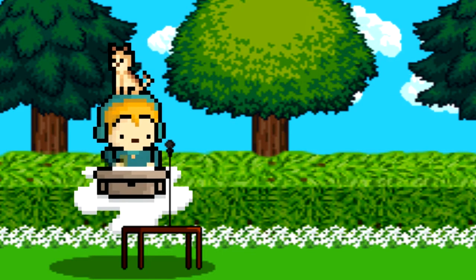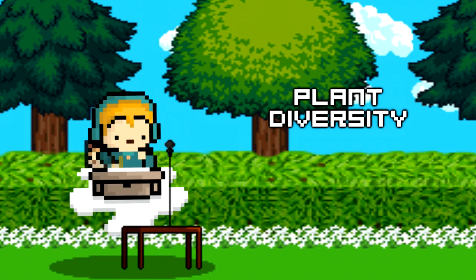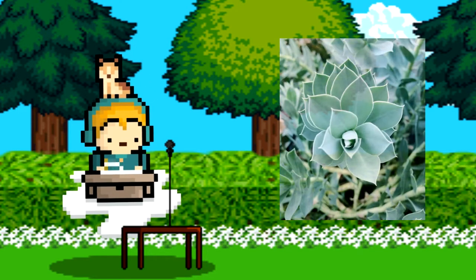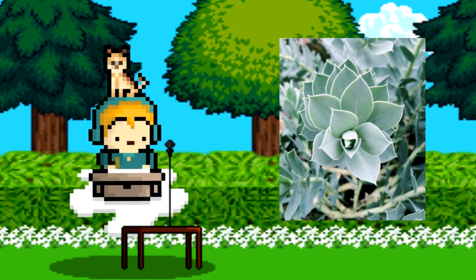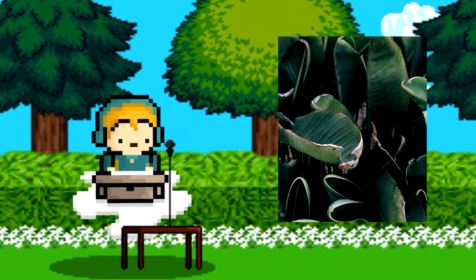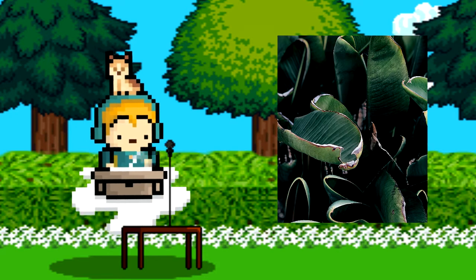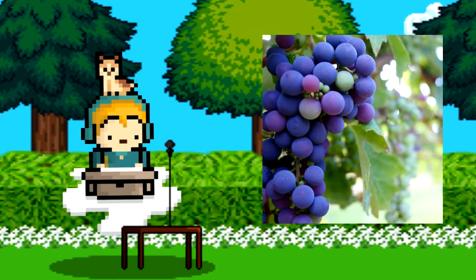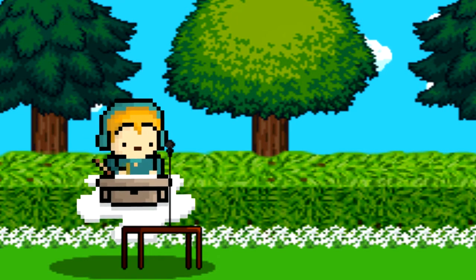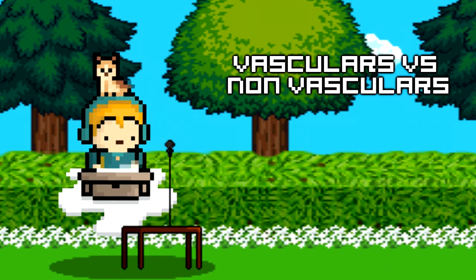Which leads us to our next topic, plant diversity. Plants adapted structures that enable them to survive the environment they are living at. And of course, not all terrestrial environments are the same. So not all plants are the same too. Thus, different groups of plants exist. We can first divide the plants into two groups, the non-vasculars and the vasculars.